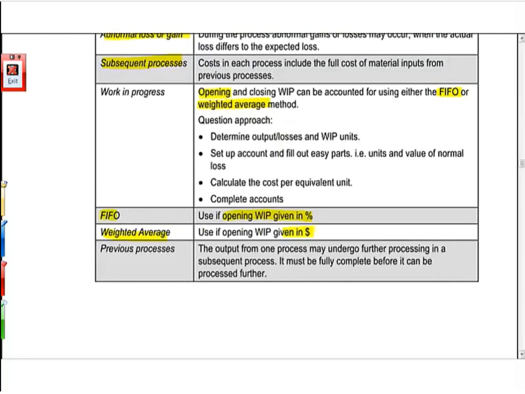As well as thinking about future or subsequent processes, we also needed to consider previous processes. So that's when the output from one process goes into a next process. It has to be complete before it can be processed further.